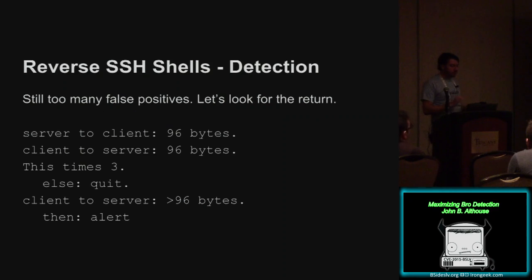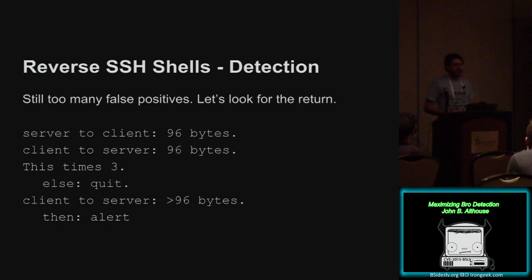So here's the key to making this work for detecting interactive reverse SSH shells. You look for from server to client 96 bytes, so it's initiating the typing. Then from client to server 96 bytes, it's responding. Seeing that 3 times over, and if there's anything else in between there, like let's say a 112 byte packet, then it quits and starts the logic over again. And then at the end, you want to see from client to server larger than 96 bytes.